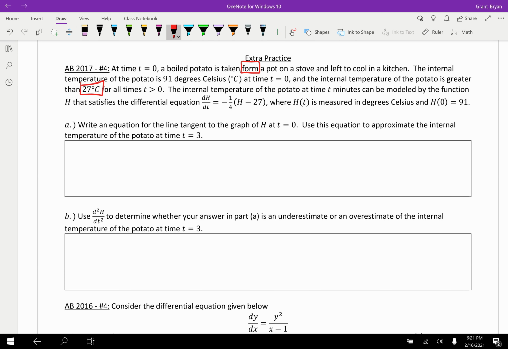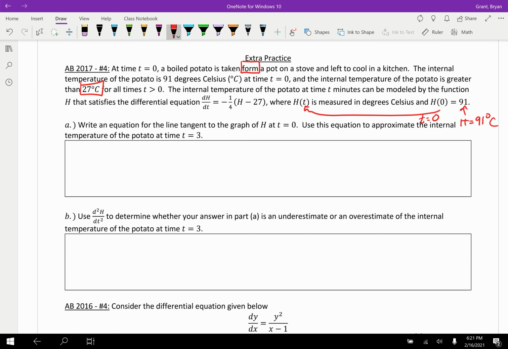The internal temperature of the potato at time t minutes can be modeled by the function h, which satisfies the differential equation given over there. H is measured in Celsius. H of 0 equals 91. One of the most important things that my students miss here is what are 0 and 91 measuring? To me, it's all about going back to the definition. 0 is a t value, and 91 is an h value, right? We know that because they tell us that up above.